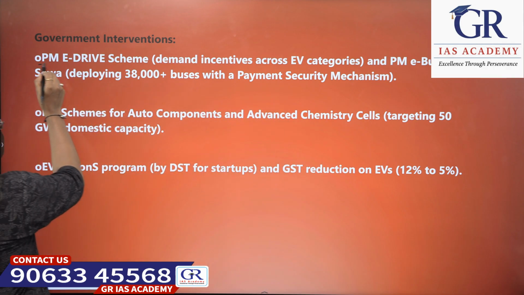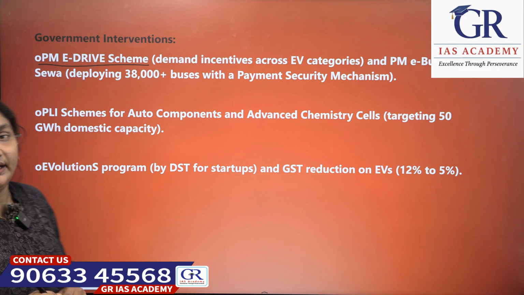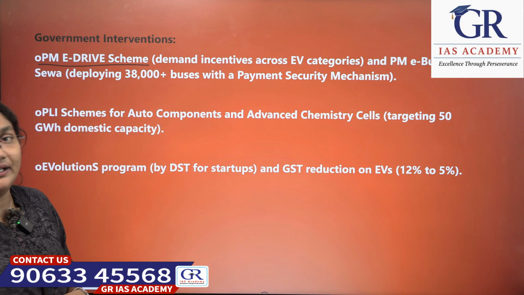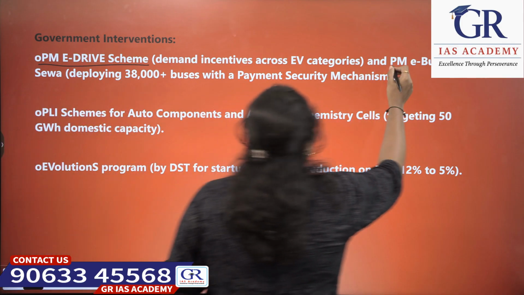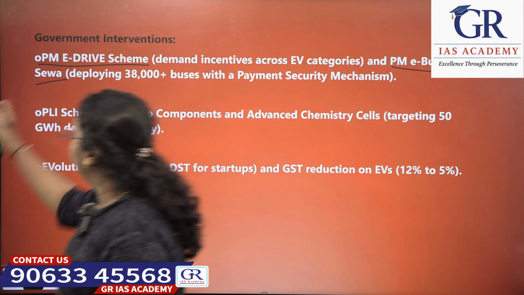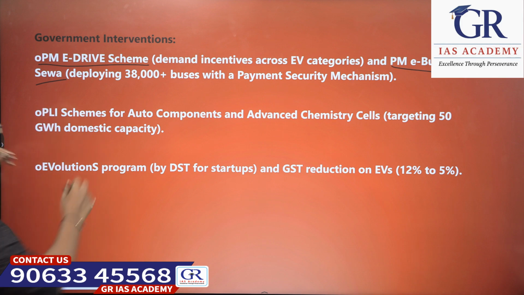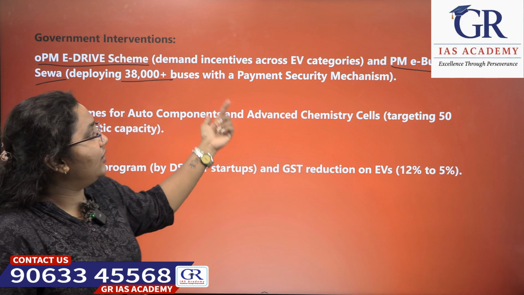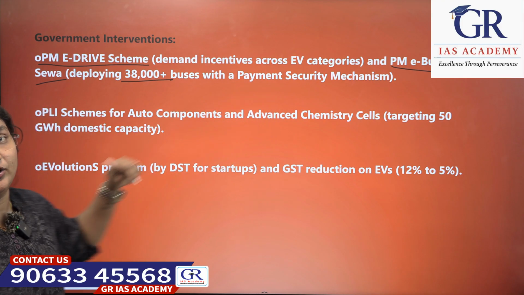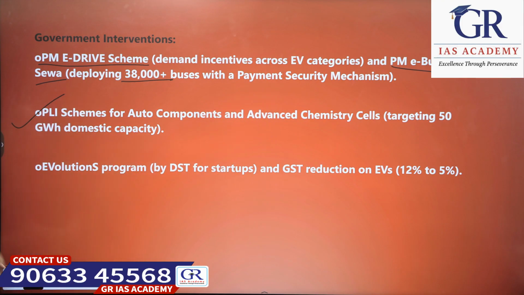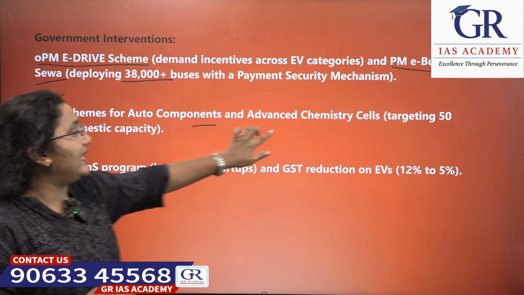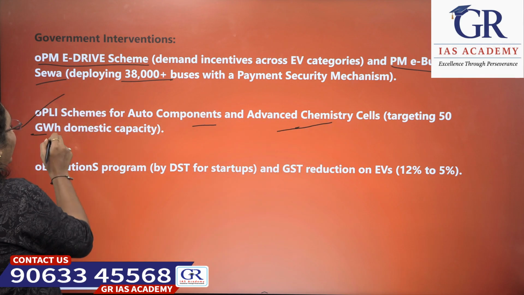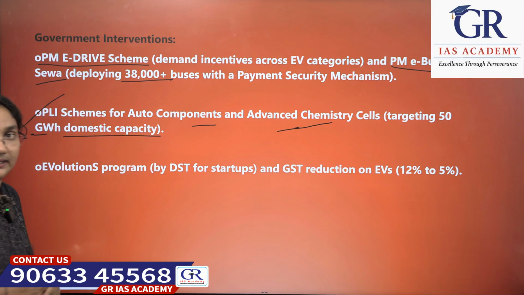The first one is the PM E-Drive scheme, which provides demand incentives across electric vehicle categories, and PM E-Bus Sewa, which is deploying 83,000 plus buses with a payment security mechanism. The next is PLI schemes for auto components and advanced chemistry cells, targeting 50 gigawatt-hours of domestic capacity.